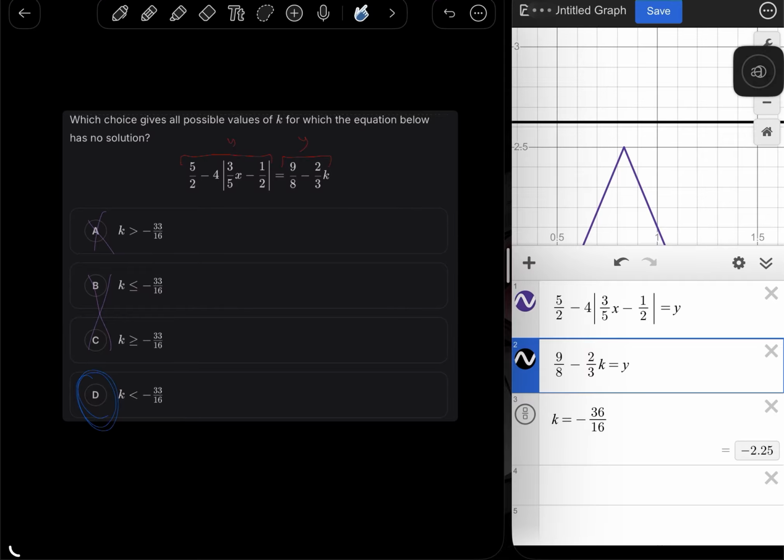So hopefully that made sense. I think this just goes to show you how important using Desmos is, especially for these constant questions, because you have to learn to be as efficient as possible with your time on the SAT.